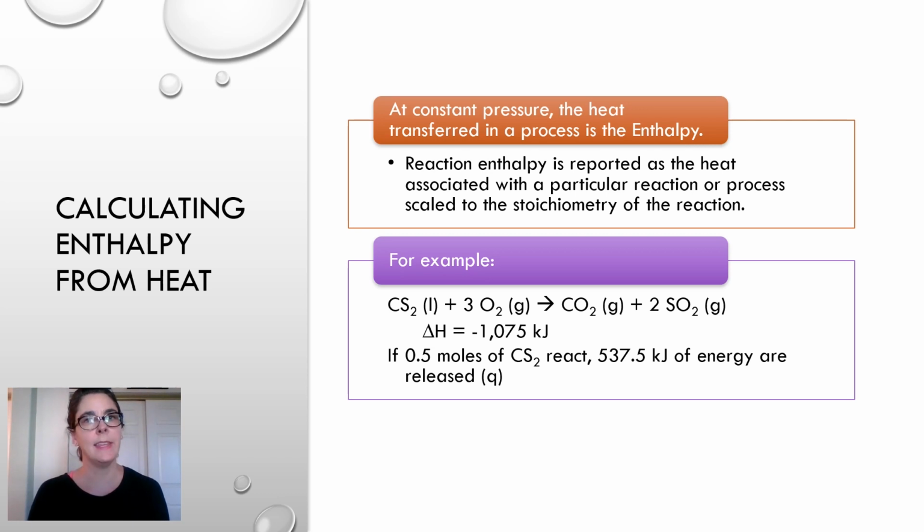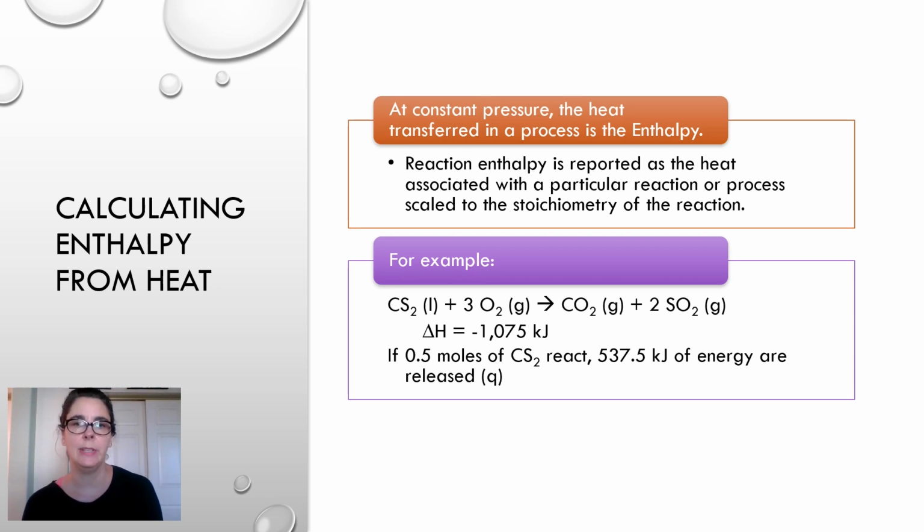Okay, so calculating the enthalpy from heat. At constant pressure, the heat transferred in a process is called the enthalpy. So we're looking at reaction enthalpy, delta H of reaction. Reaction enthalpy is the heat associated with a particular reaction, but it is scaled to the stoichiometry of that reaction. So when we're calculating or reporting the enthalpy of a reaction, we have to change it to match the coefficients of our reaction.